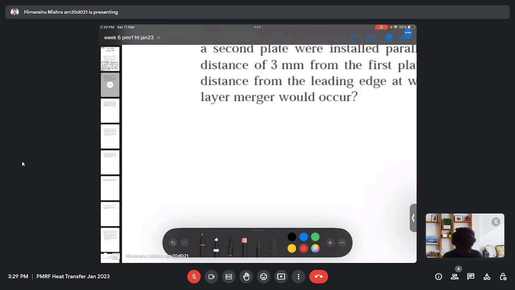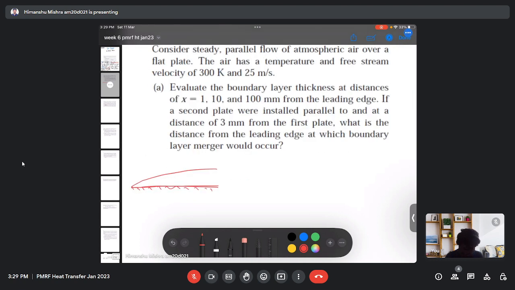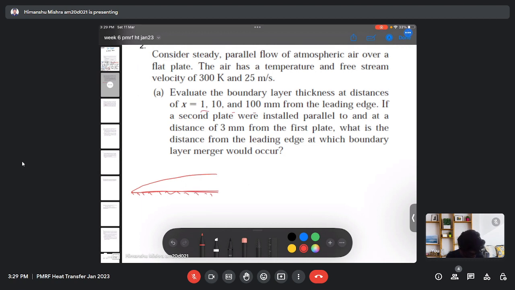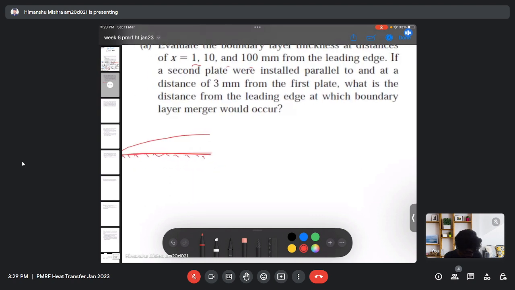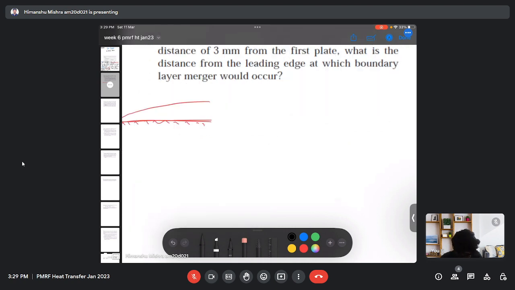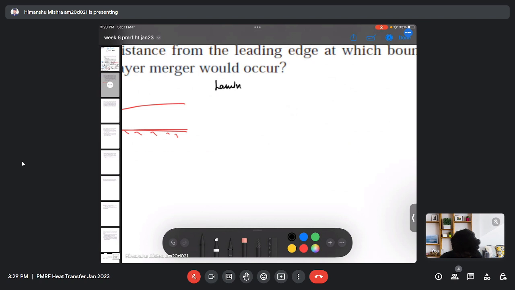So first, in the first case, we have only a single flat plate, and there is a boundary layer here, and we need to determine the boundary layer thickness at different distances. So let's consider this for the laminar case. Otherwise, you could have checked with the Reynolds number.